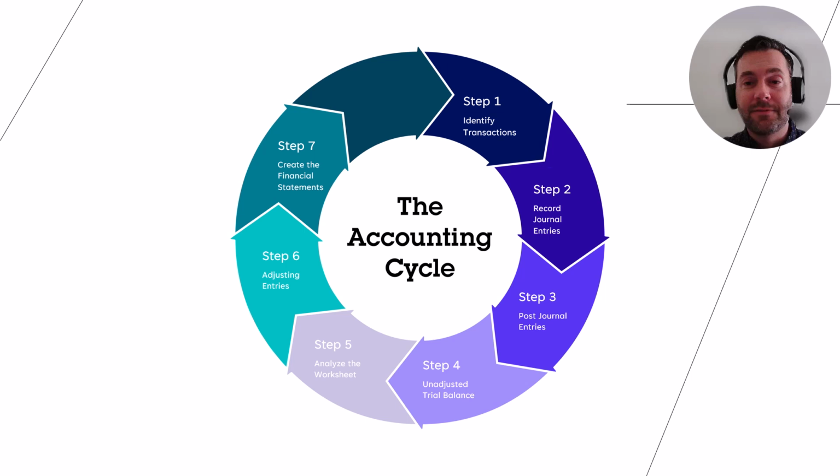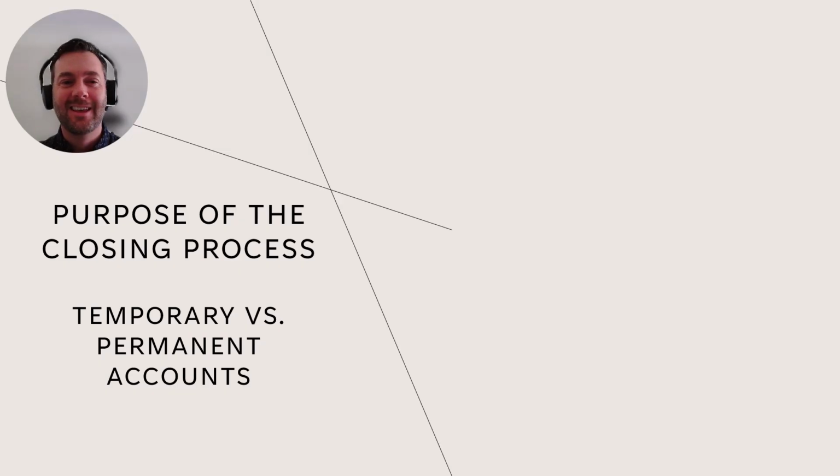Step seven, create the financial statements. I like to think of the financial statements as a culmination of all the work that you do during the period, during the year, the month, the quarter. And this is your final presentation to investors, managers, people inside and outside of the company to look at and to be able to tell the financial health of the company and what they've been up to over the past year. After you've created the financial statements, it's time for the closing process. And that's what we're going to talk about next. So what is the purpose of the closing process?